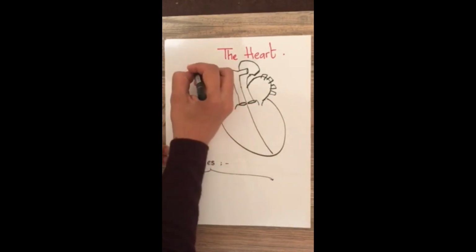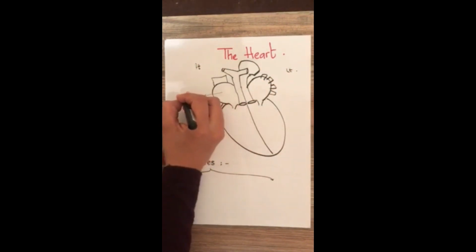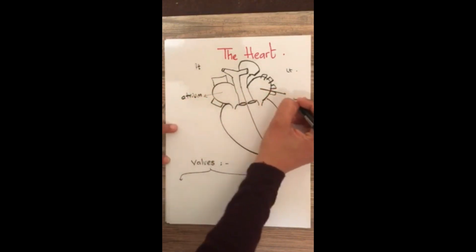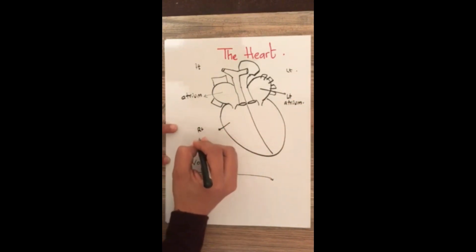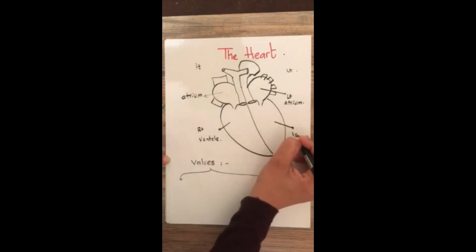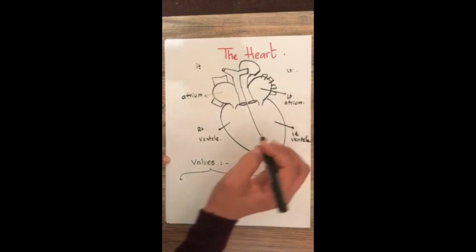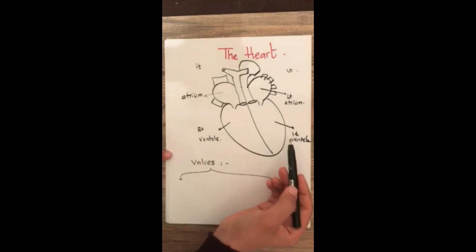which are right and left. This is the right atrium, and this is the left atrium. We have the right ventricle and left ventricle.